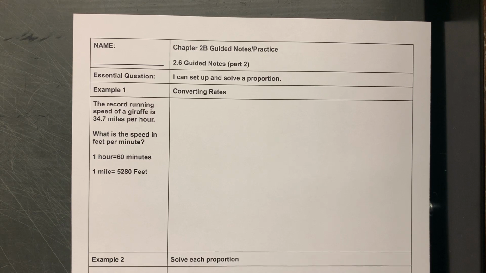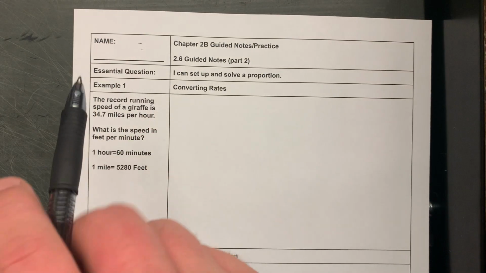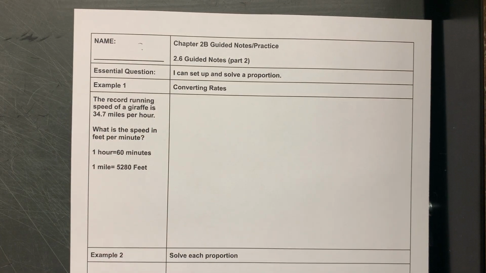Here are your Chapter 2B guided notes and the practice. Okay, this is 2.6 guided notes part 2. We're still continuing on with 2.6, so we're still working on proportions and ratios and converting and solving for proportions as well. And I hope that the first part went pretty well for you. If you want, you can put your name up the top. It should be at the front of your packet still as well.